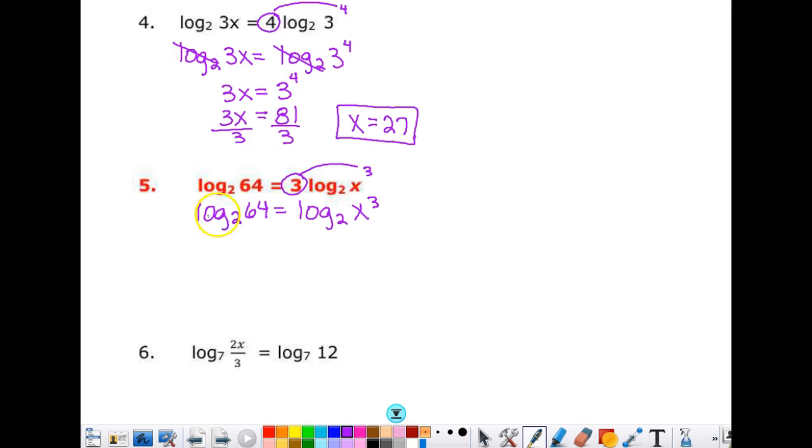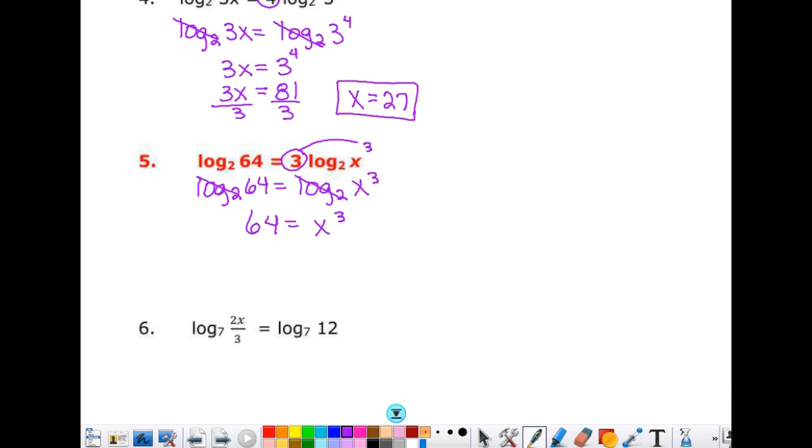Now that we have logs on both sides, we just get rid of the logs and we say 64 is x to the 3rd. How do you get rid of this 3rd power? You can cube root it, right? If I asked what's the opposite of square root, you would say squared. If I asked what's the opposite of squared, you would say square root. You have that down. So it's the same thing with cube and cube root. They're inverse operations, and they undo each other. So keep that in mind too, okay?